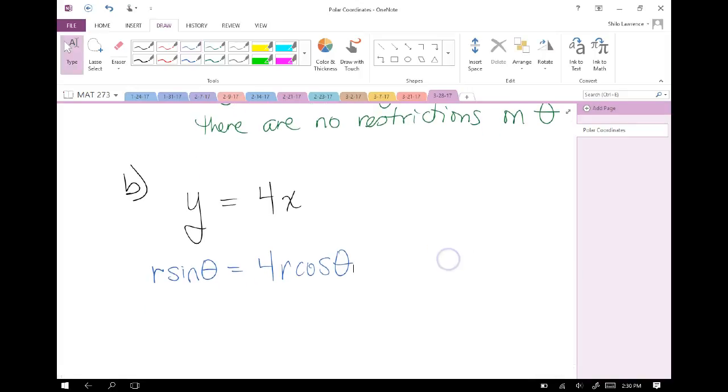We've got to do something to it. Cosine theta minus sine theta. What do you want to do to it? We either need to solve for r or for theta. Let's solve for r.